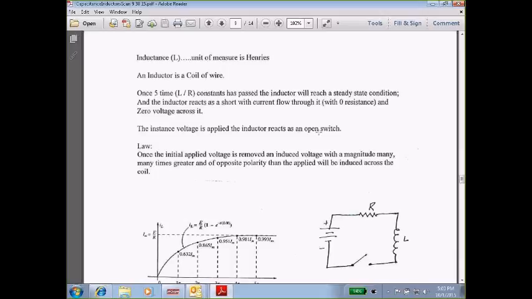It's not like a straight piece of wire. But once that time constant has passed, which usually is in less than a second, usually in milliseconds, once 5 of those have passed, then it is in a steady state condition. Then once the initial applied voltage is removed, an induced voltage with a magnitude many, many times greater and of opposite polarity than the applied will be induced across the coil.